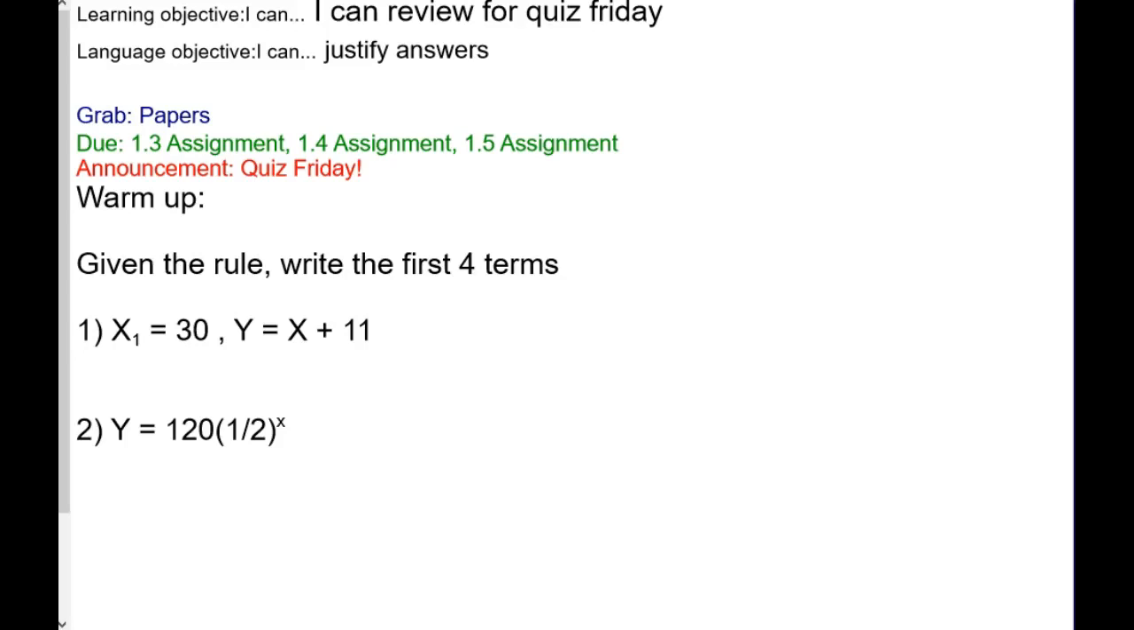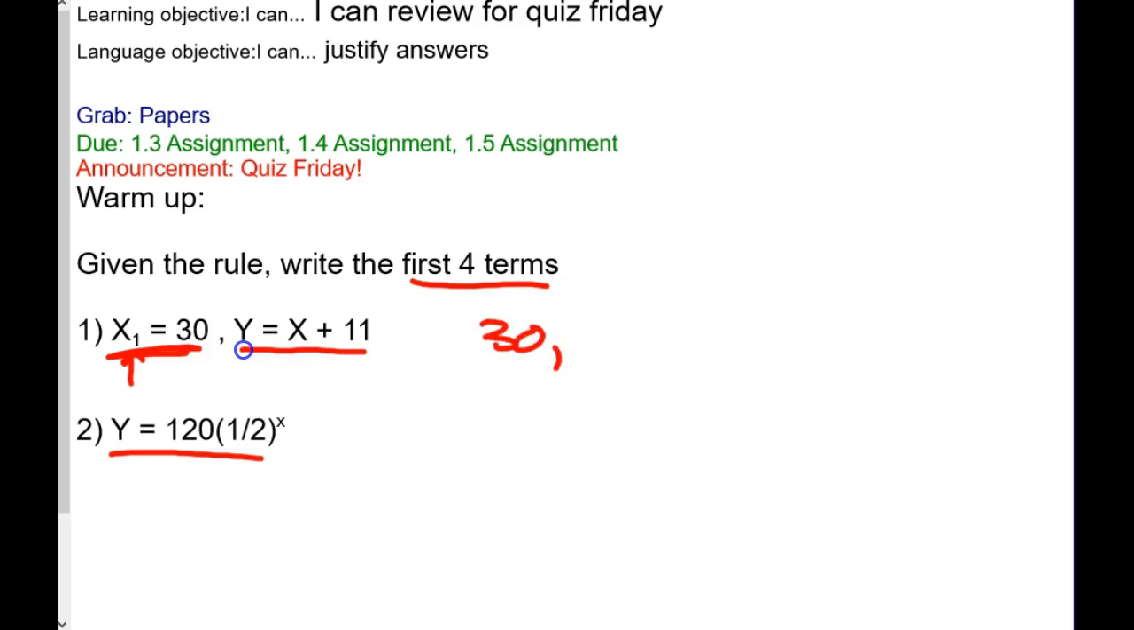So your warm-up, you'll see some of this on your review today. If they give you a rule, an equation, a function, whatever, sometimes they'll give you x1, which is the first term. And if I want the first 4 terms, I'm going to write this as my first term. That's what that little 1 means, okay? So I'm going to write 30.